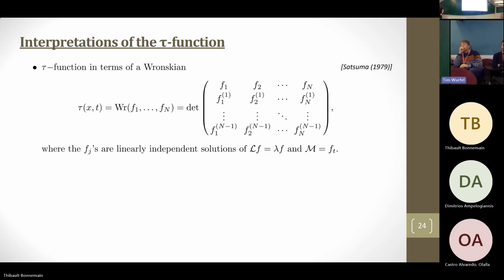And the first big step forward in the theory of the tau function came from Satsuma in 1979, where he showed that you could write the tau function in terms of a Wronskian involving linearly independent solutions of the auxiliary linear problem in the lattice representation. So originally he did this just to give a new interpretation of the n-soliton tau function of Hirota. But this form is in fact more general, and people realized later that if you take linearly independent solutions for an appropriate band spectrum, you can generate finite gap solutions involving n bands using this.